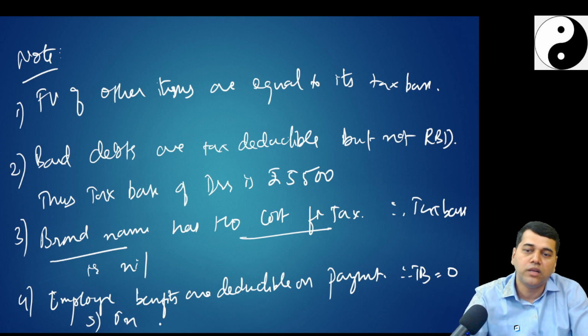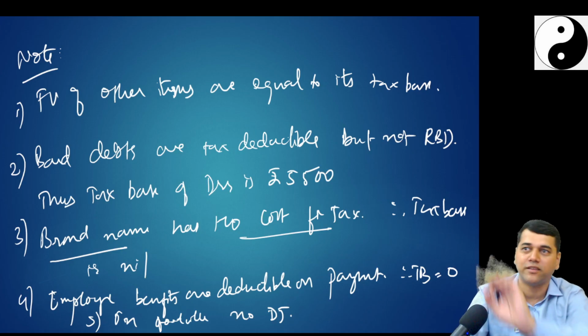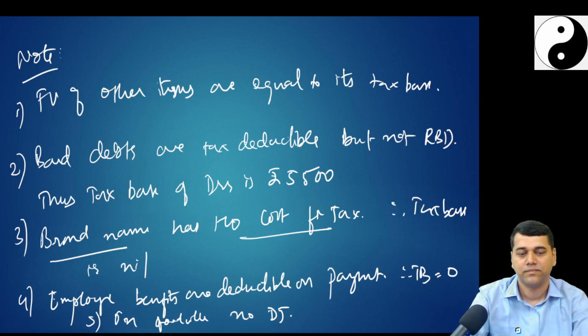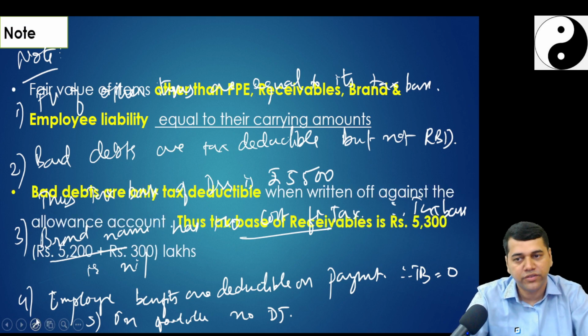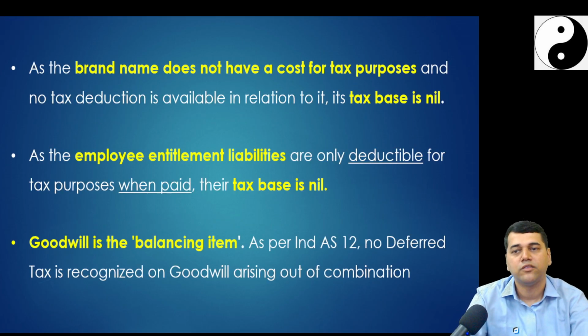Last one, on goodwill, no deferred tax. Why? Circular reference, because goodwill is an exception. On goodwill again you will not calculate deferred tax. Just write on goodwill no deferred tax calculated as per Ind AS 12. Who told you? Ind AS 12 gave that exception. We discussed in Ind AS 12, the 3 exceptions. So you'll write some theory notes for how you arrive at the tax base. Brand name does not have this.